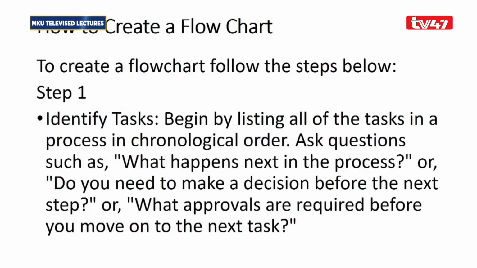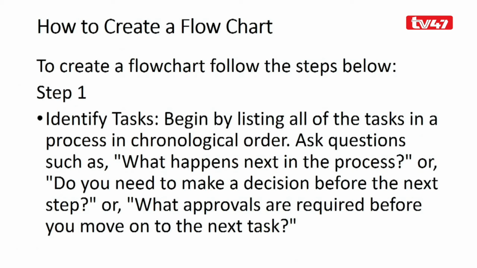Now, how can you create a flowchart? To create a flowchart, you can follow the following simple steps. One, you need to identify the tasks in that process. So you need to list down all the tasks in a process in a chronological order, in the order in which they occur. What activity comes first? What task comes second? What task comes afterwards, and so on.